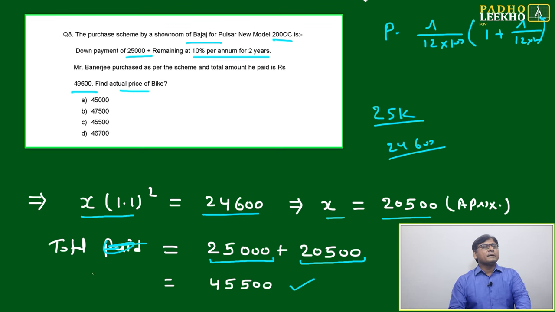Here you can't say total paid. Total, you can say it is your actual price. Total paid is 49,600 already. It is your actual price.